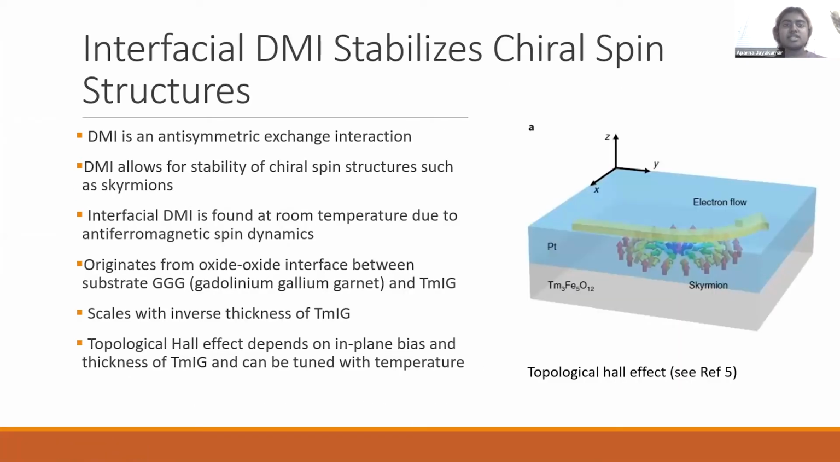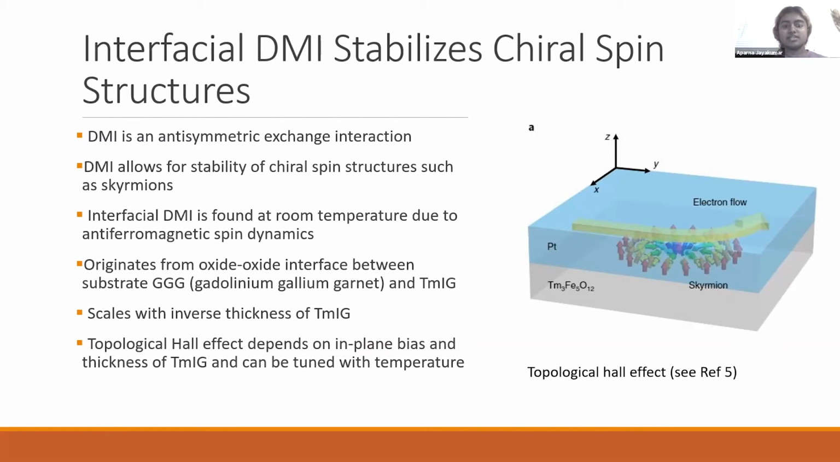So interfacial DMI stabilizes chiral spin structures such as skyrmions. DMI is an antisymmetric exchange interaction, which basically means an interaction between neighboring spins of electrons. The chiral exchange interactions come from broken spatial inversion symmetry. Interfacial DMI is found at room temperature due to antiferromagnetic spin dynamics. While this is rare in bulk materials, it can be engineered in interfaces. In this case, it originates from the oxide-oxide interface between the substrate, gadolinium gallium garnet, that the TmIG rests upon.